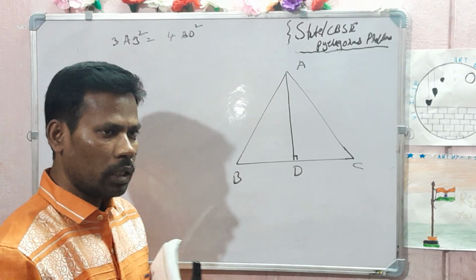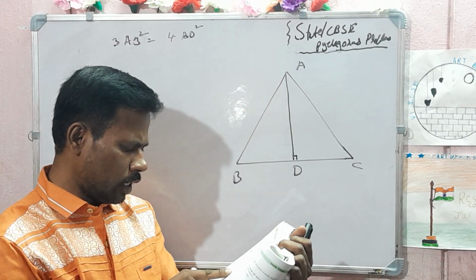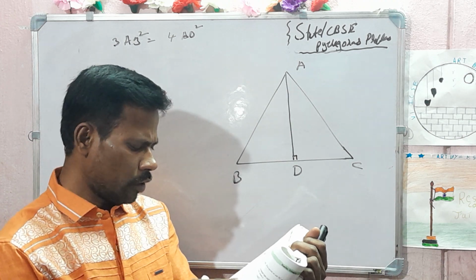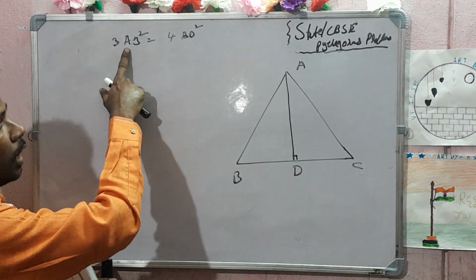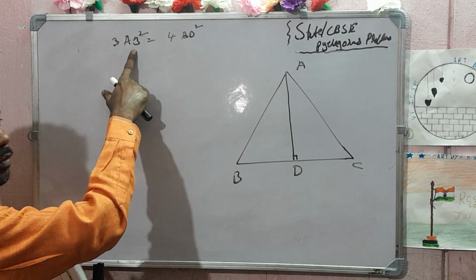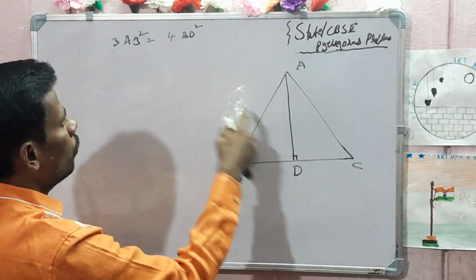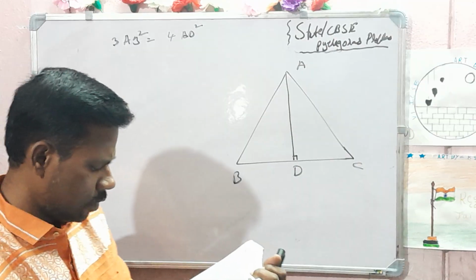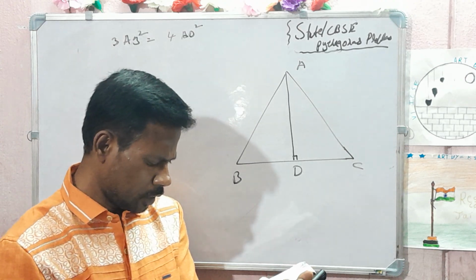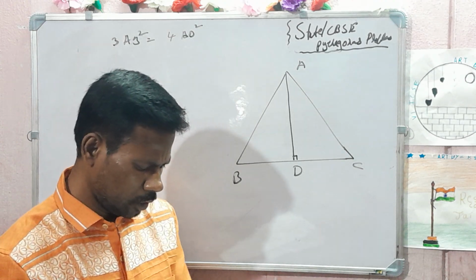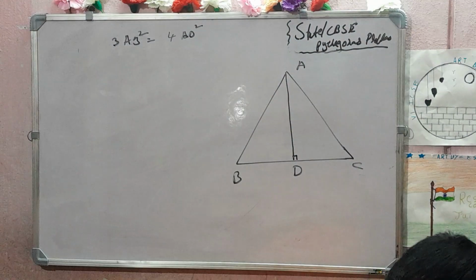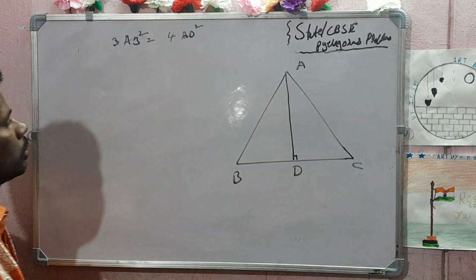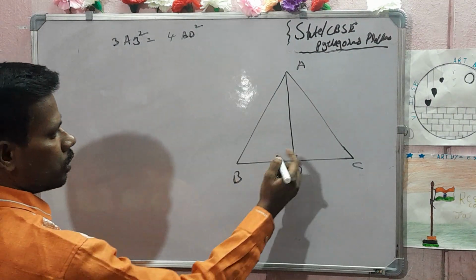Is the question clear? Prove that 3 times the square of any side of an equilateral triangle. Any side means I took AB. 3 times the square of the side is equal to 4 times what is given, 4 times the square of the altitude. So it's very simple. How will you do this one? Just apply Pythagoras theorem.